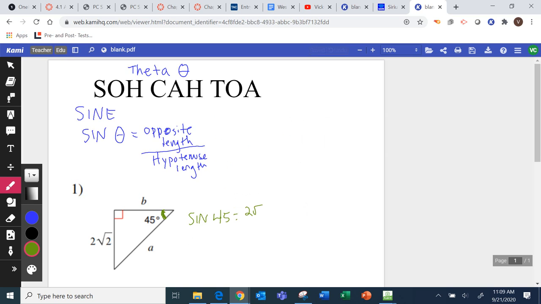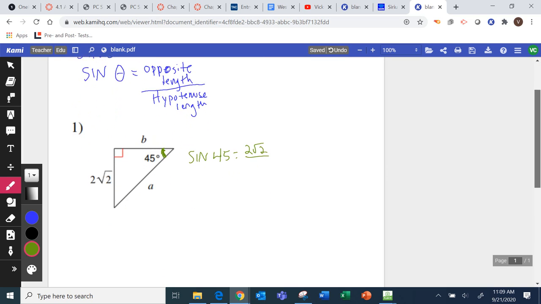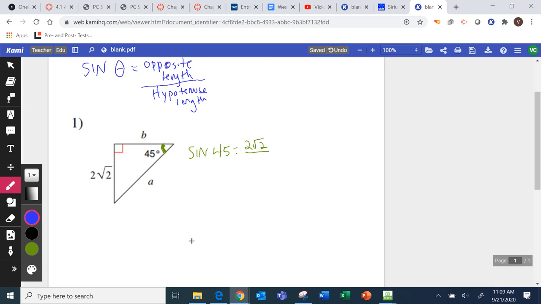We put 2 square root 2 over the hypotenuse. Did you guys find the hypotenuse? To get the hypotenuse, we had to multiply side x by another square root 2, so we get 2 times 2, which is 4. So sine 45 is 2 square root 2 over 4, and we're always going to simplify these, so I get square root of 2 over 2. That is my sine of 45 degrees.